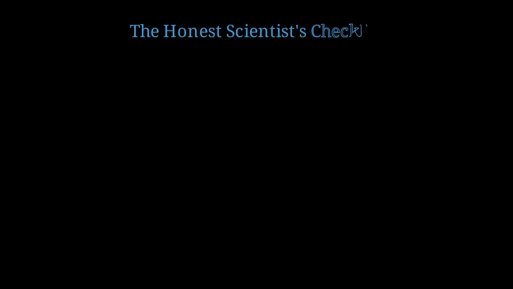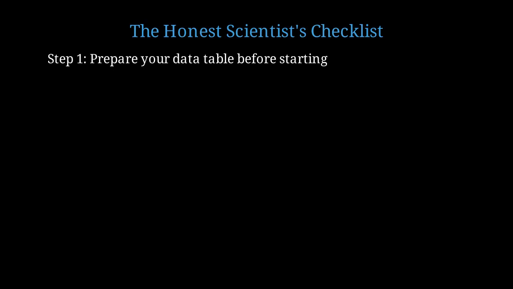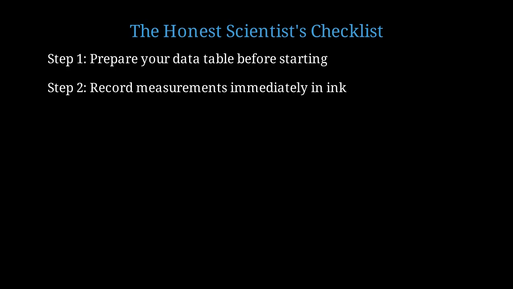Let me give you a practical checklist for honest, systematic data collection. Follow these steps every time. Step 1. Prepare your data table before you start the experiment. Include columns for all variables, units, and a notes section. Step 2. Record measurements immediately in pen, not pencil. Using ink prevents the temptation to erase and change things.